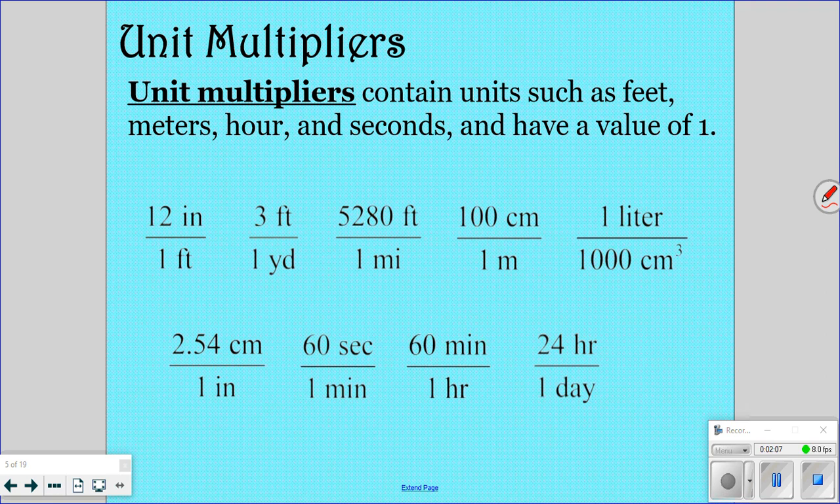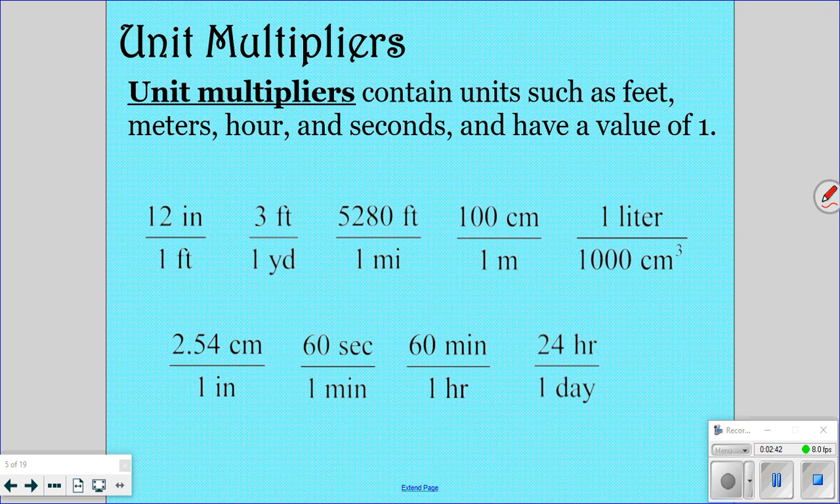Hopefully you know all of these. There are 12 inches in 1 foot, 3 feet in 1 yard, 5,280 feet in 1 mile, 100 centimeters in 1 meter, 1,000 cubic centimeters in a liter, 1 inch is 2.54 centimeters. There are 60 seconds in a minute, 60 minutes in an hour, 24 hours in a day. If you don't know any of those, write them down and learn them tonight. You may need them, you may not, just depends on the problem.